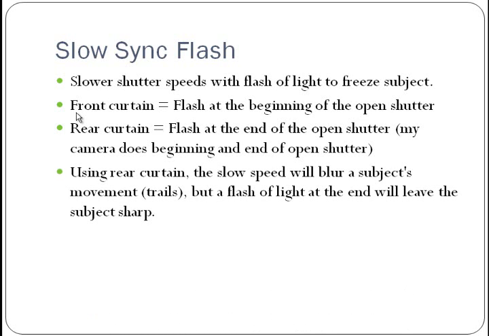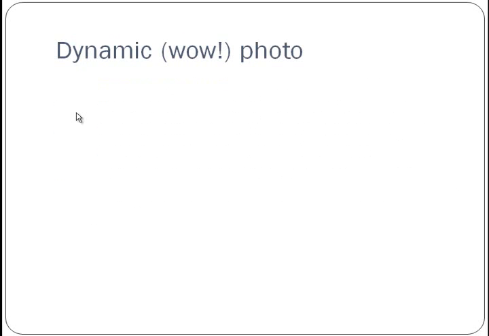Here's the purpose of that. When you're using the rear curtain, the slow speed of the shutter will blur the subject's movement and create the trails. So while it's open for all this long time, you're getting these trails, and then right before it closes you get a flash of light at the end, and you'll capture the object sharply also. So you get a sharp object with trails behind it. Hopefully that made sense. Shall be fun to play.